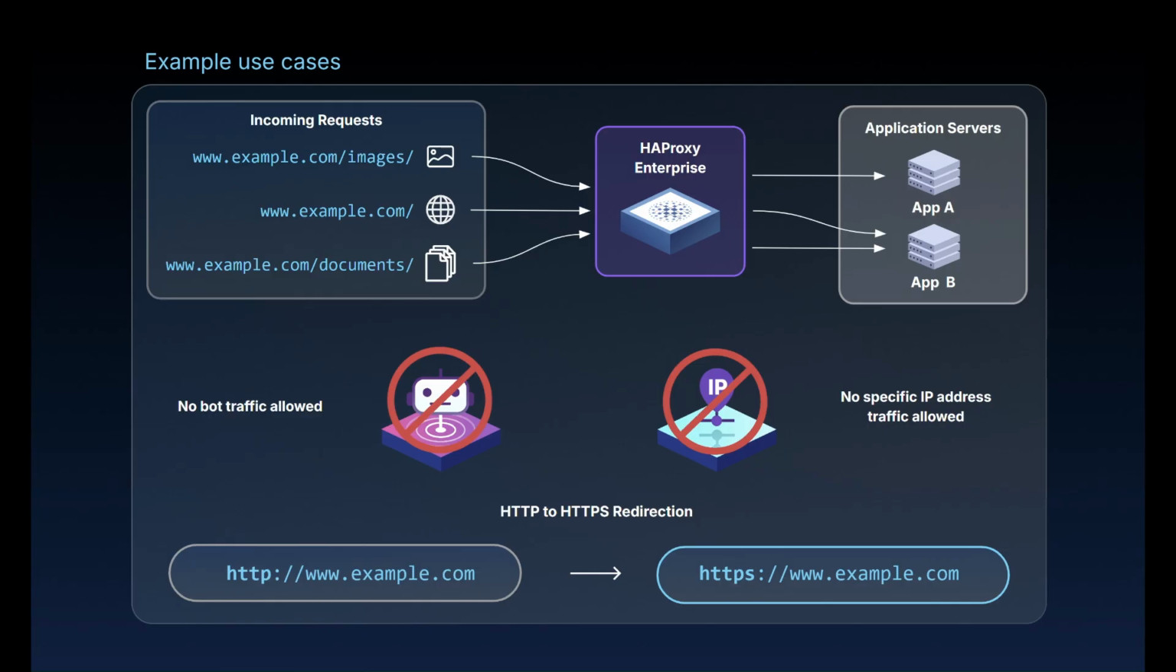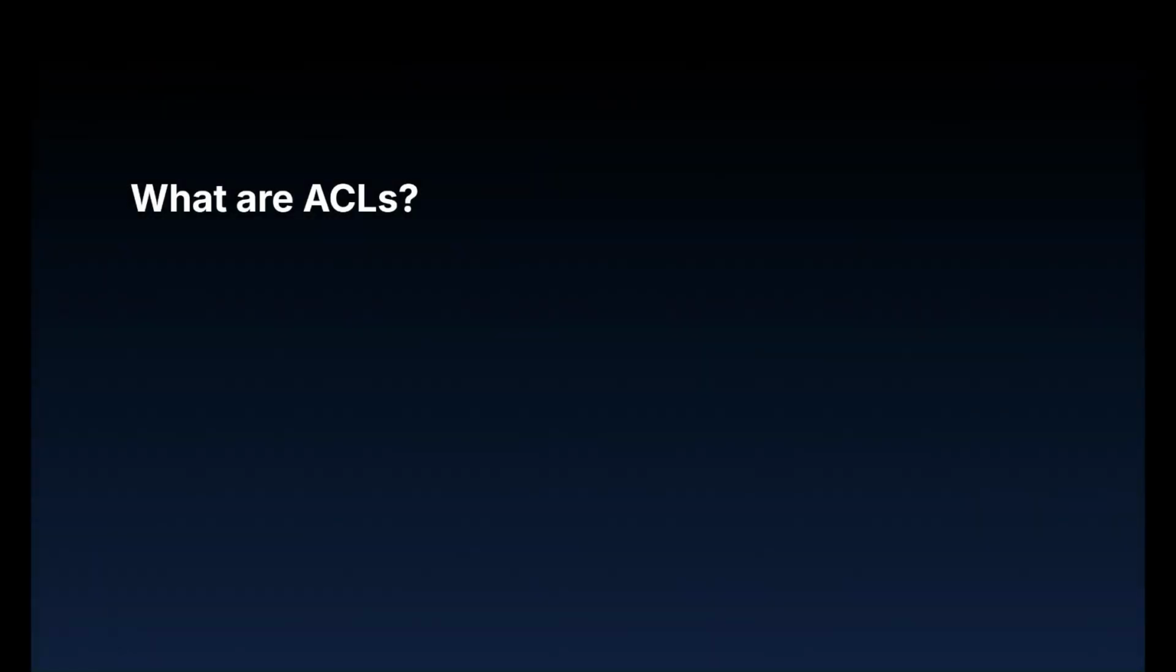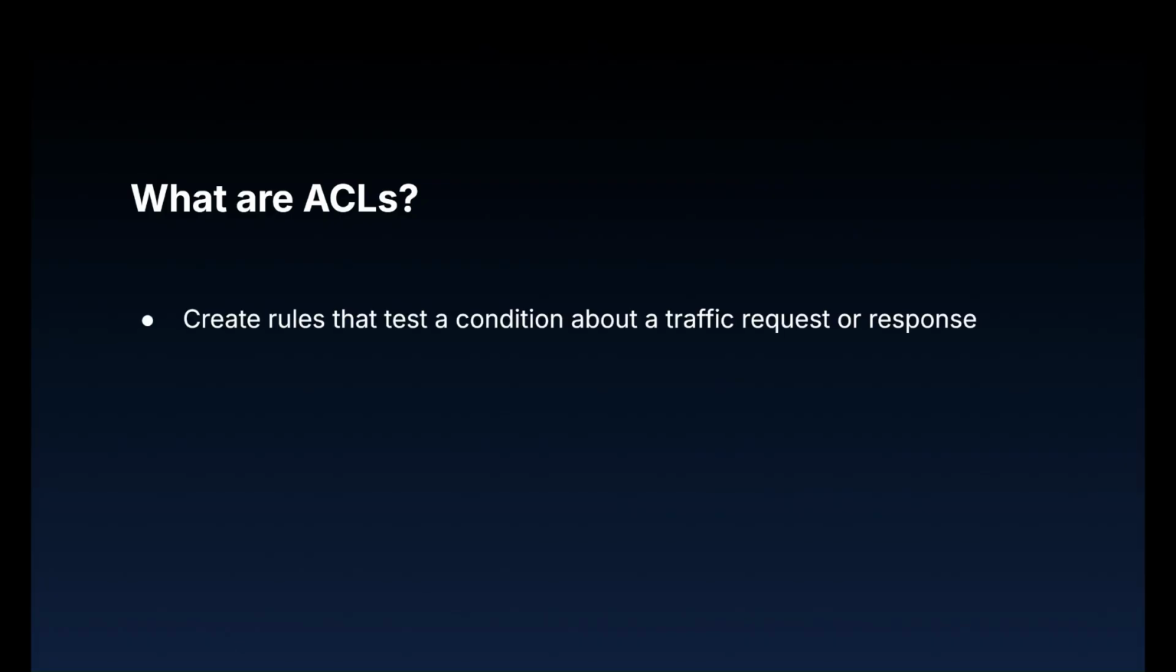What if you want to redirect traffic, such as forcing all requests to use HTTPS? Use ACLs to address all of these use cases. Think about ACLs as configuring custom rules to suit your evolving needs. To put it simply, you can create rules that test a condition about a traffic request or response.